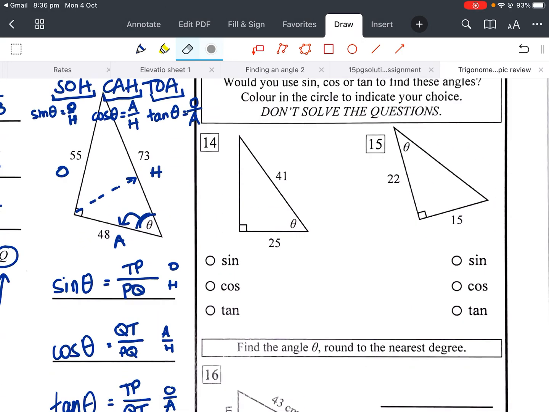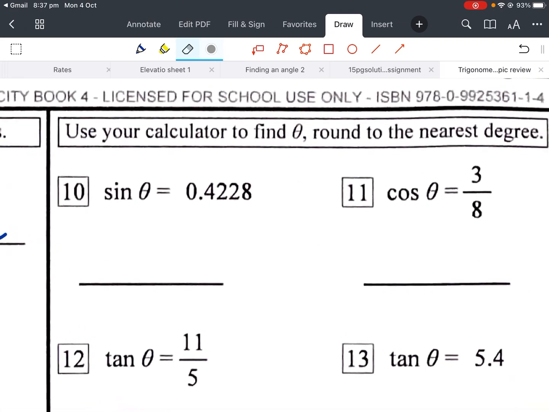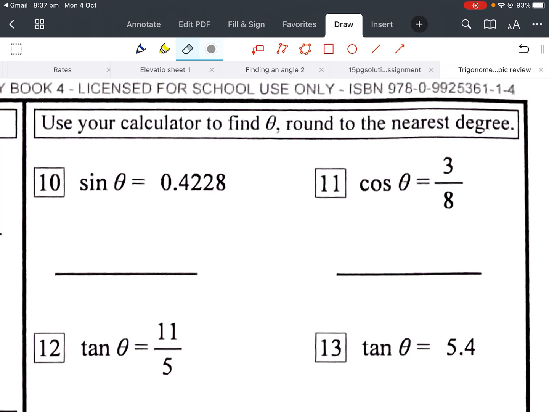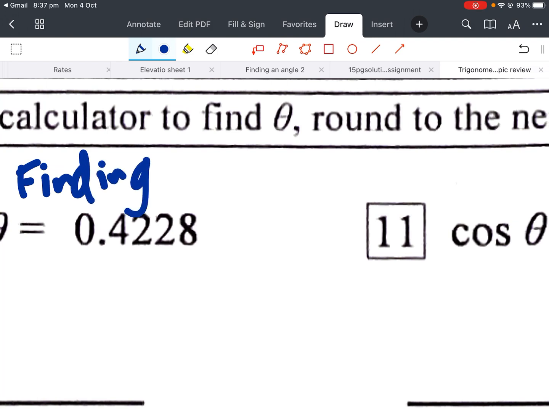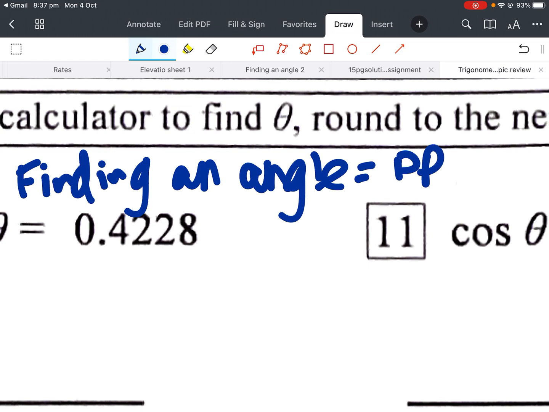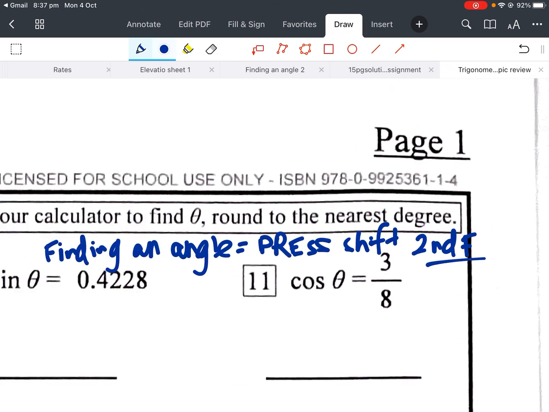Next column, I might have to do the second page in a moment. Use your calculator to find theta round to the nearest degree. All right, so when you're finding an angle, you must press shift. Now, if you don't have shift, you probably have second function, okay? Second F stands for second function.